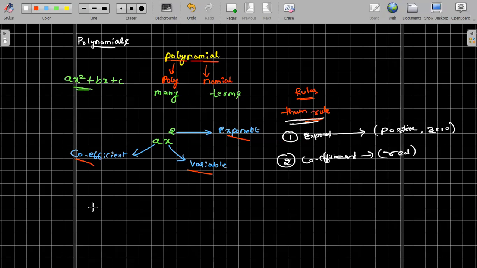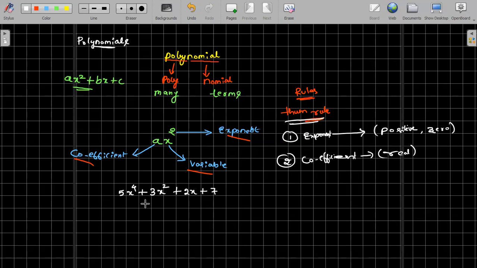Now I will take one example, an expression: 5x power 4 plus 3x square plus 2x plus 7. When you see this expression, we can find the exponents, the coefficients, and the variables here.